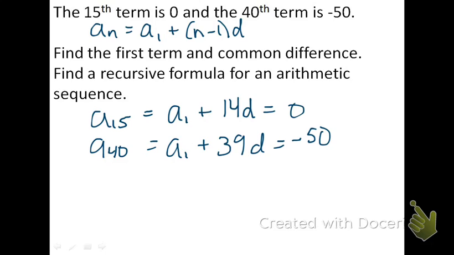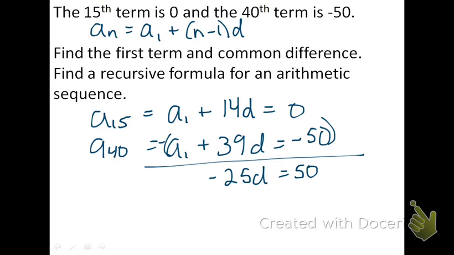Okay, well, we have a system of equations again. We have a sub 1 plus 14d equals 0, and a sub 1 plus 39d equals negative 50. So let's just subtract those two equations. A sub 1 minus a sub 1 is 0. 14d minus 39d would be negative 25d. And 0 minus a negative 50 would be 50. Divide both sides by negative 25, and we get d equals negative 2.